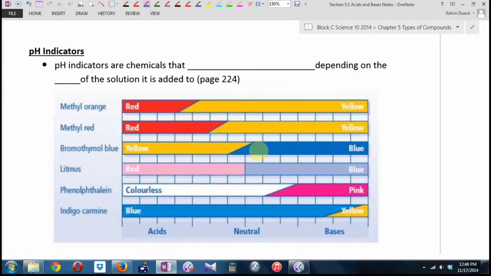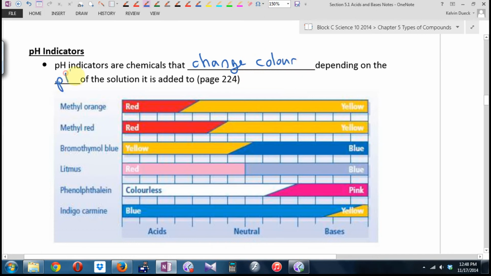What are pH indicators? pH indicators are chemicals that change color depending on the pH of the solution that they're added to. And in fact, we're going to play with some of these in a lab. You get to do some color changing labs. It's quite cool. I stole this from page 224, but you have it in front of you.